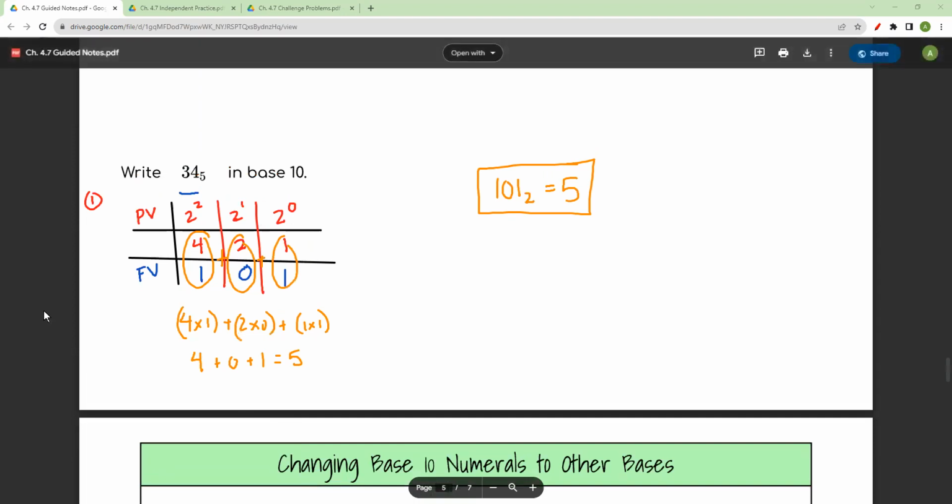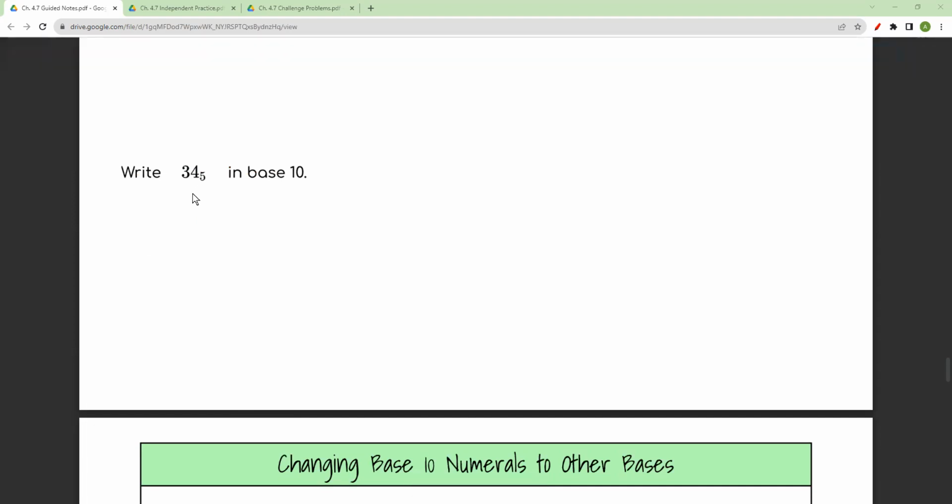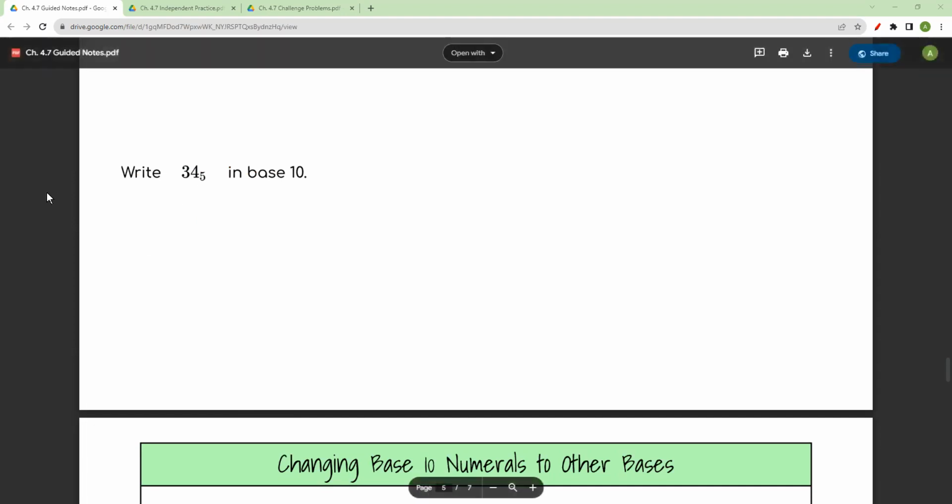Okay, this one says write 3, 4 base 5 in base 10. We're going to do the same thing that we just did above. So maybe try to pause and see if you can do this on your own and then come back for the answer.